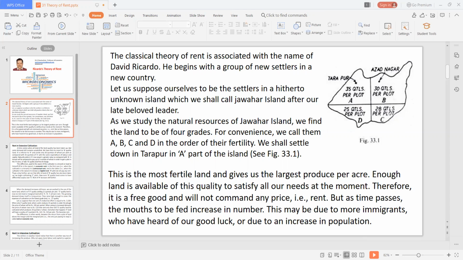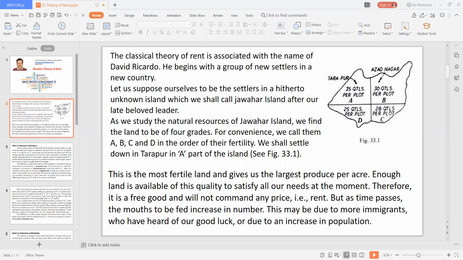As we study the natural resources of Jawahar Island, we find the land to be of four grades. We are dividing it into four different grades. For our convenience, we call them A, B, C, and D, based on the fertility of land. We shall settle down in Tarapur. That is the portion named A, called Tarapur. People are going to stay there because out of the four, A has more fertility.